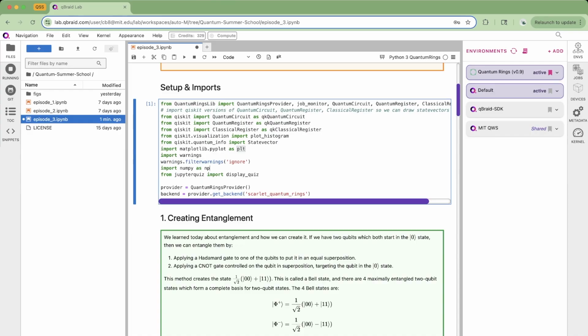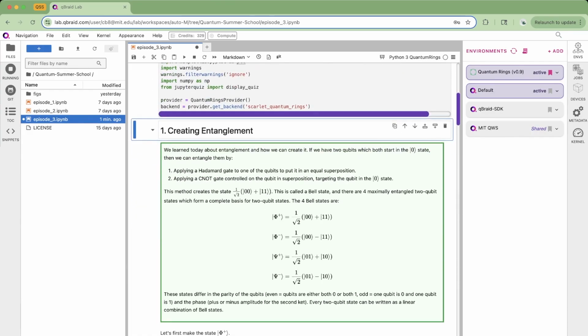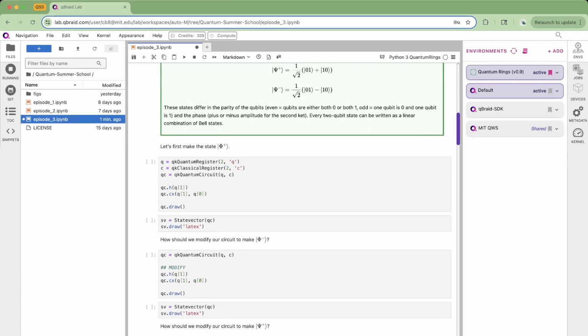First, let's import the libraries that we need. And then today we talked about creating entanglement. So we know how to create the Bell state phi plus, which is 0, 0 plus 1, 1. And we can do this by first applying a Hadamard gate and then a CNOT gate. So let's make the state phi plus.